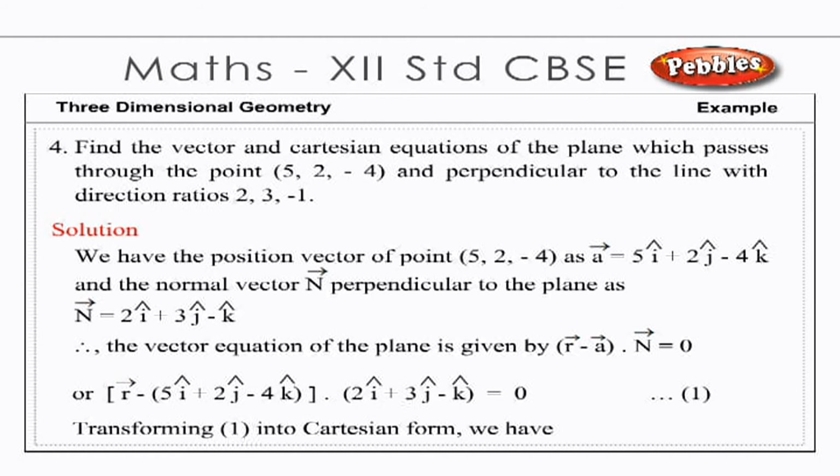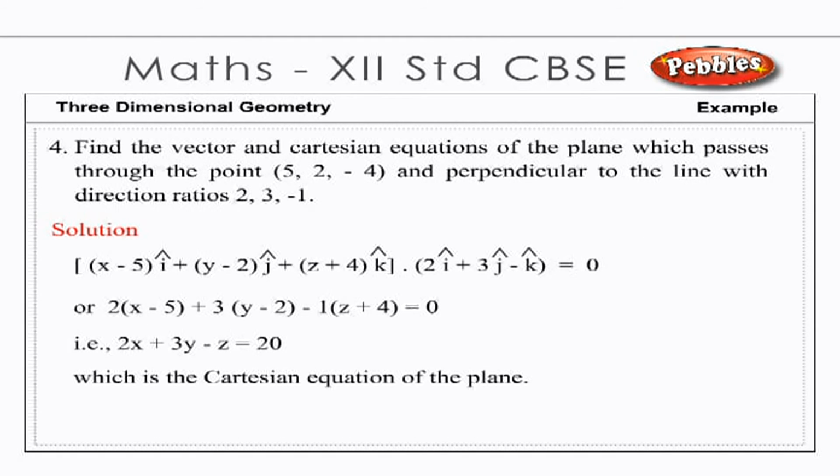Equation 1. Transforming equation 1 into Cartesian form, we have (x minus 5) i cap plus (y minus 2) j cap plus (z plus 4) k cap dot (2i cap plus 3j cap minus k cap) is equal to 0, or 2 into (x minus 5) plus 3 into (y minus 2) minus 1 into (z plus 4) is equal to 0. That is, 2x plus 3y minus z is equal to 20.